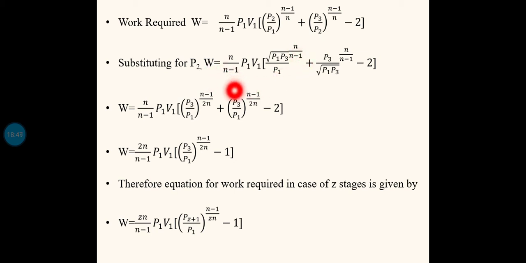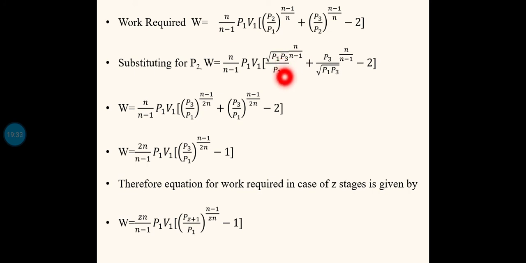So the equation becomes n by (n minus 1) P1 V1 into [(root of P1 P3 all by P1) all raised to (n minus 1) by n plus (P3 by root of P1 P3) all raised to (n minus 1) by n minus 2]. You can see here one root P1 is there, and here one P1 is there, so cancelling, this denominator term becomes root P1. So this entire term becomes root of P3 by P1 all raised to (n minus 1) by n. Here it becomes root of P3 by root P1 all raised to (n minus 1) by n. So root of P3 by root P1 means (P3 by P1) all raised to 1 by 2.